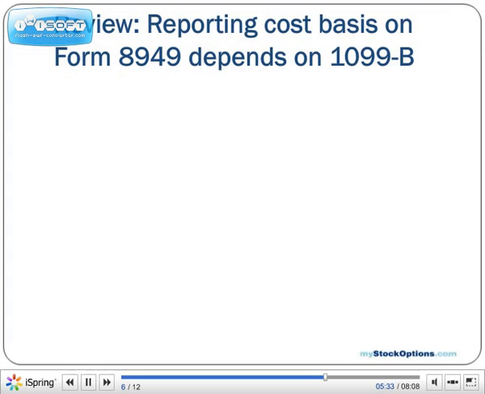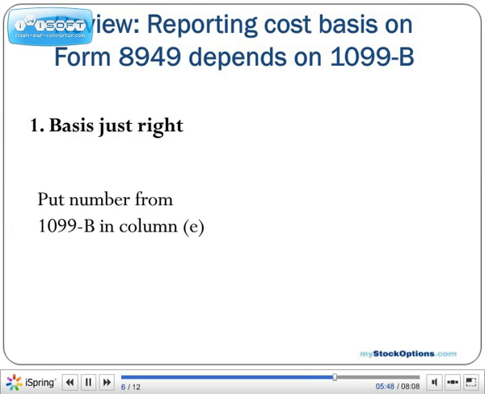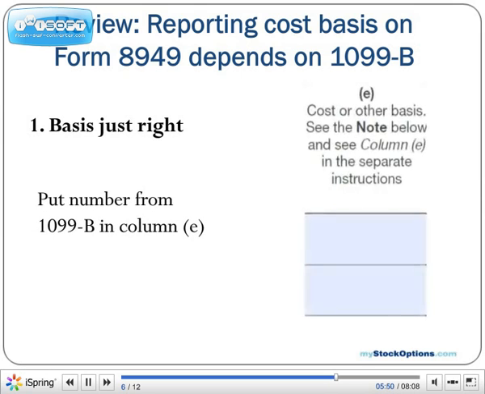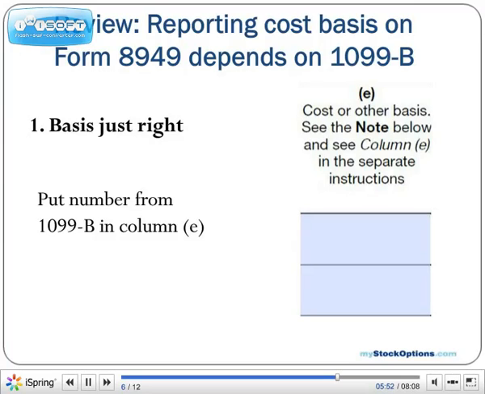So let's review the three most common situations dealing with reporting on Form 8949 based on what appears on the 1099-B. The first is the basis is just right, meaning the basis that was reported to the IRS. In that case, you just take that number from the 1099-B and you put it in column E on the Form 8949.